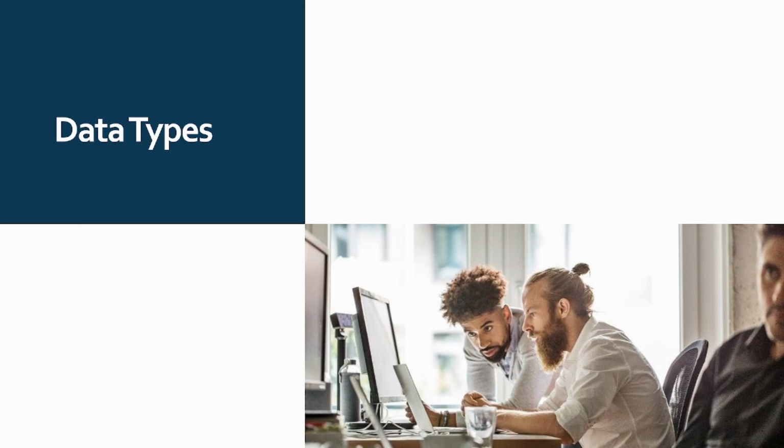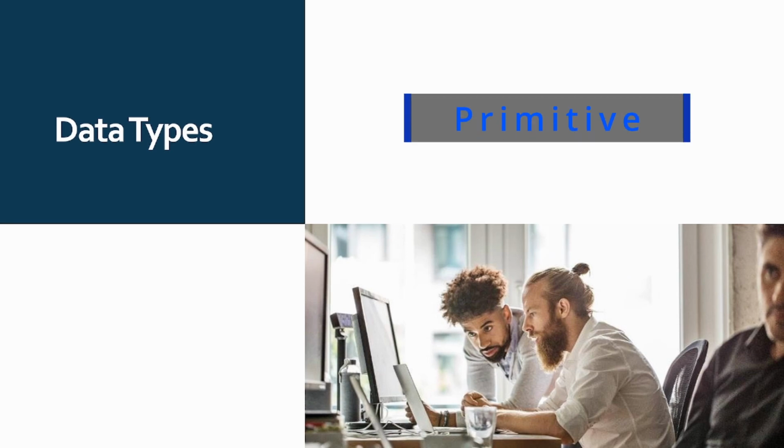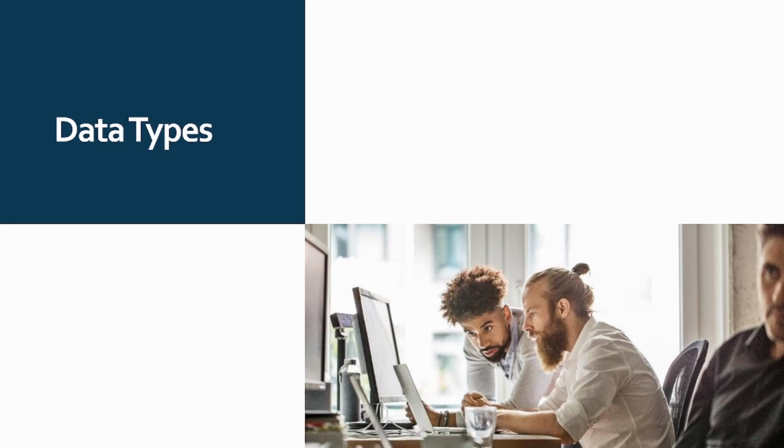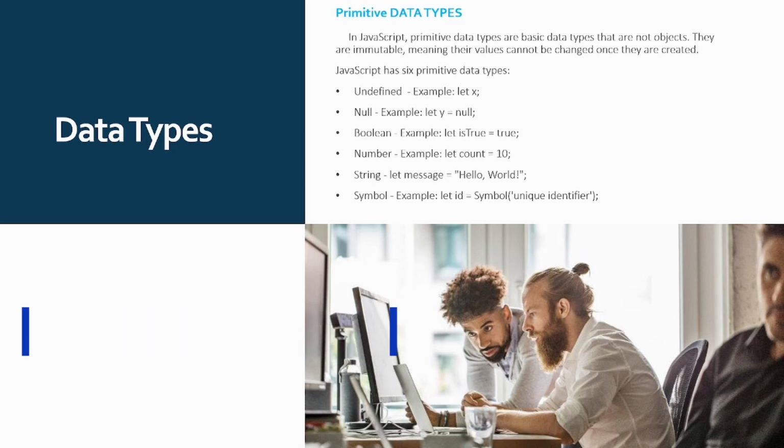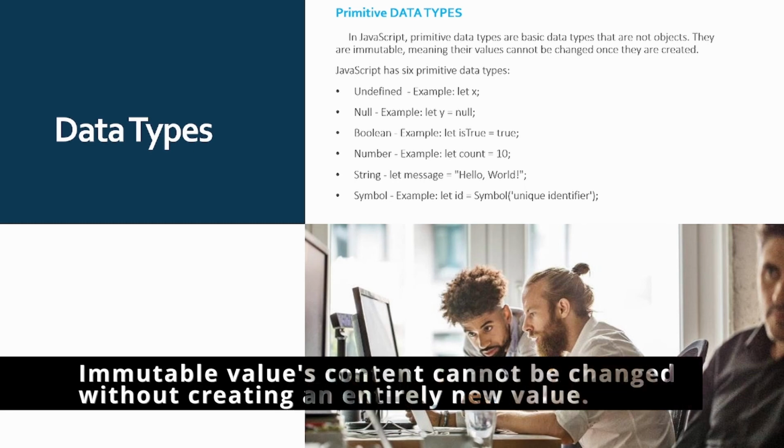Let's start our journey from the basics and slowly we'll go to the advanced topics. So our first slide today is data types. In JavaScript, there are two types of data types, primitive and non-primitive. Primitive data types are basic data types that are not objects. They are immutable. JavaScript has 6 primitive data types.